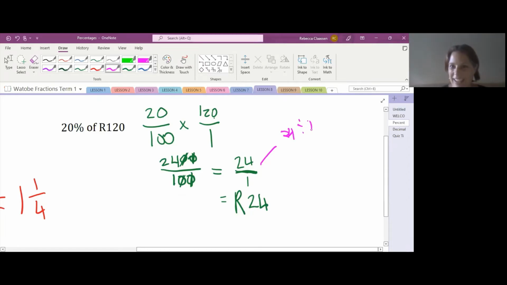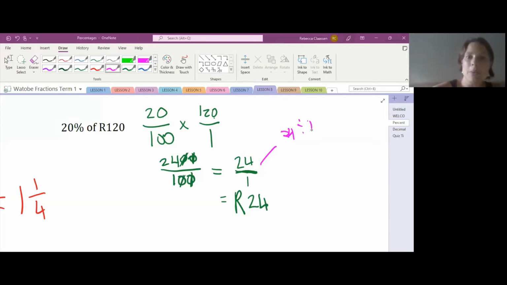Remember, I know our brains are still waking up because sometimes these things take us a while to remember. But you did it. You did really well. Good job. So you remember now, when it's over 1, we're dividing by 1. And so we get left with the whole number. That's why we can put it over 1. All right. So we've got 24 rand.